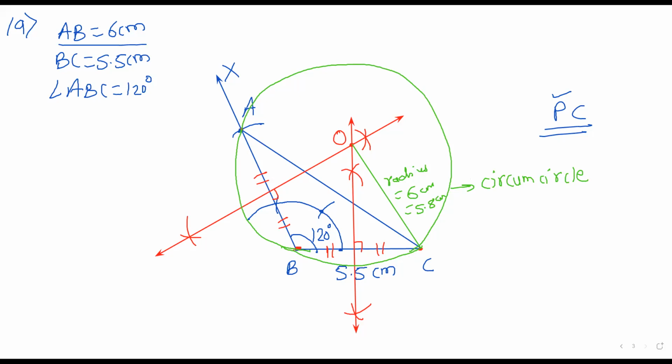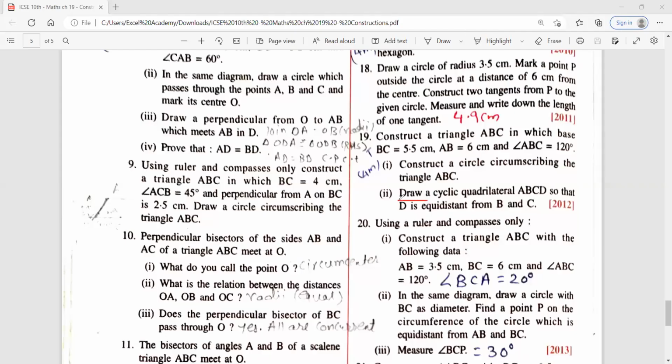Now, what is the second part? Draw a cyclic quadrilateral ABCD so that D is equidistant from B and C. I'll go to the textbook. See here, what is the last part? This is tricky, in the sense that you have to do one more construction for this. Draw a cyclic quadrilateral. Cyclic means all the vertices lie on the circle which you have drawn now, right? ABC already lie on the circle. What about D? The condition of D is that D is equidistant from B and C.